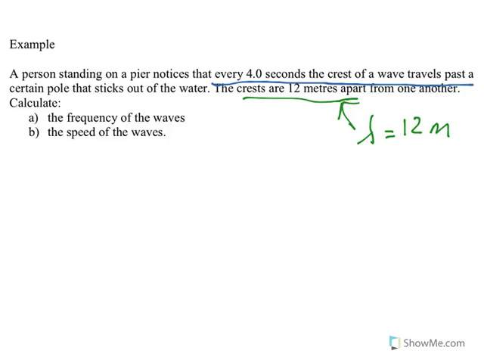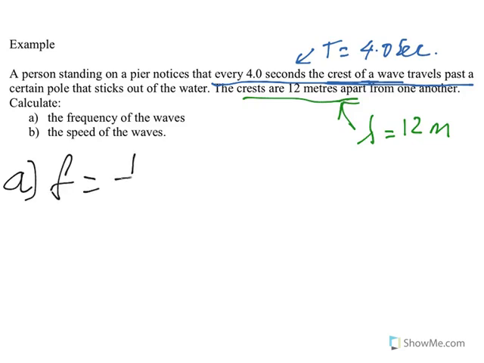A bit above, every 4 seconds, the crest of a wave. So a crest goes past, and 4 seconds later, another crest comes past. So that's one wavelength in 4 seconds. That's the time for one wavelength, so that is the period. All right, so that's the information we've got. So frequency, remember, frequency is 1 over the period.